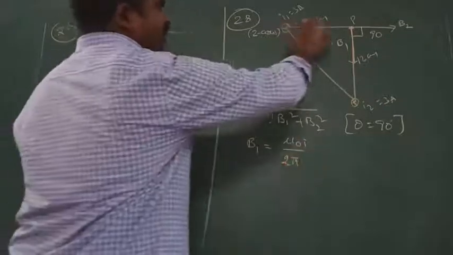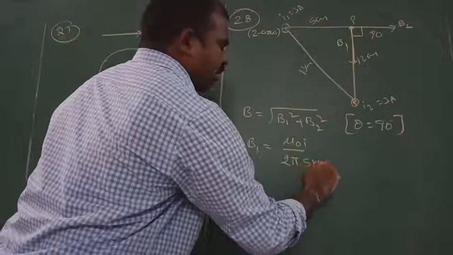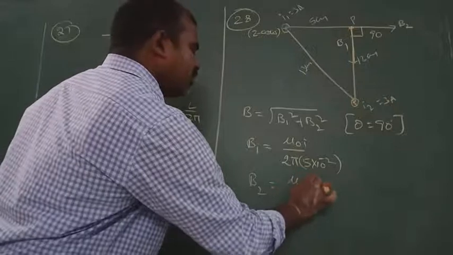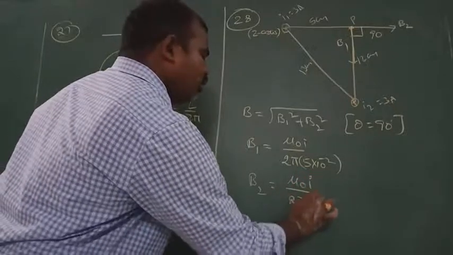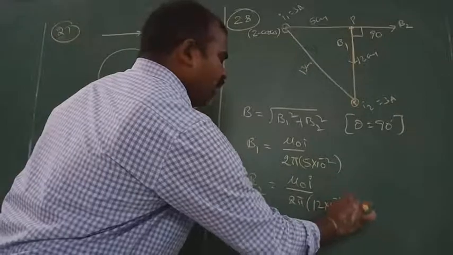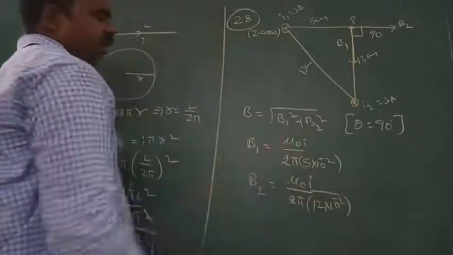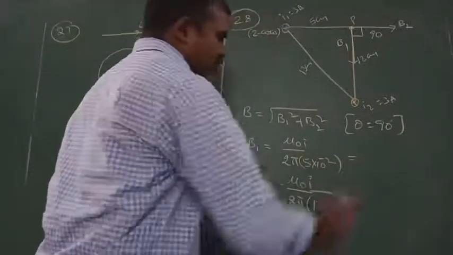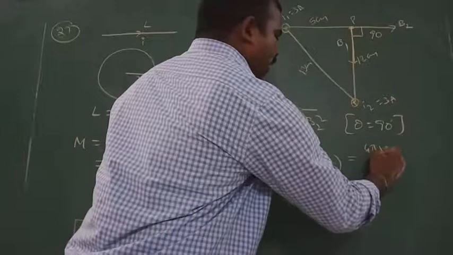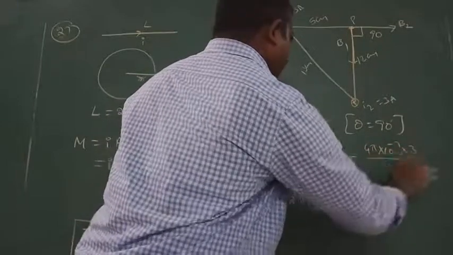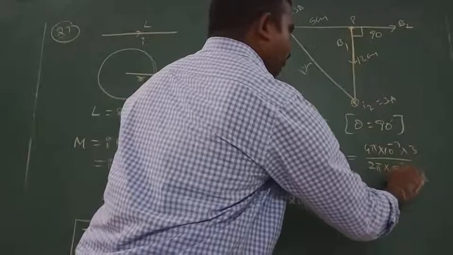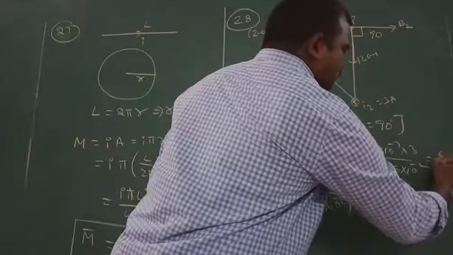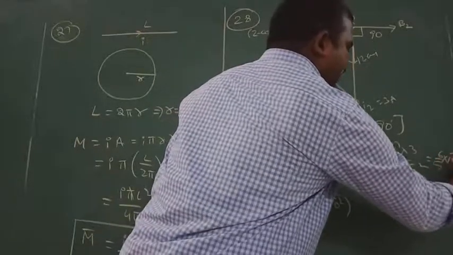Here B1 is equal to mu naught I by 2 pi r, where r is 5 into 10 power minus 2. B2 is equal to mu naught I by 2 pi into 12 into 10 power minus 2. The currents in these two are the same. Substituting, we get 4 pi into 10 power minus 7 into 3 by 2 pi into 5 into 10 power minus 2, which is 6 by 5 into 10 power minus 5 tesla.